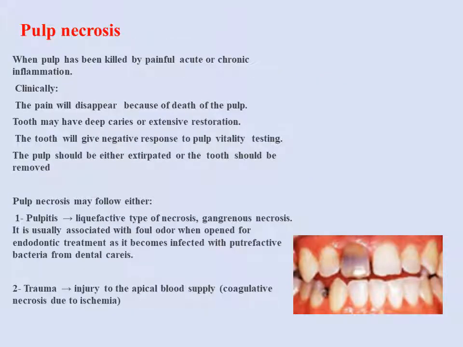Pulp necrosis, or death of the pulp. When the pulp has been killed by painful acute or chronic inflammation, clinically the pain will disappear because of the death of the pulp. The tooth may show deep caries or extensive restoration. When we do the vitality test it will be negative, and in these cases the best treatment will be extirpation of the nerve or tooth extraction.